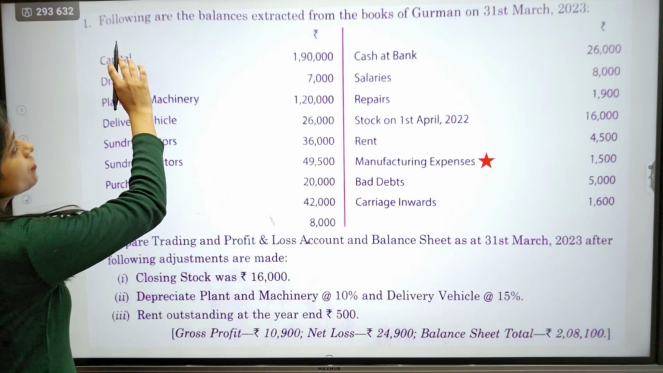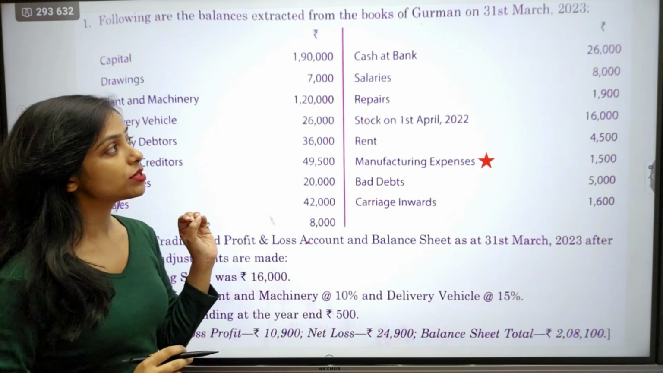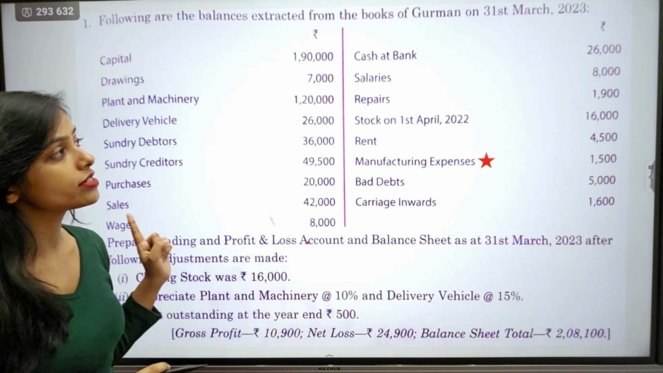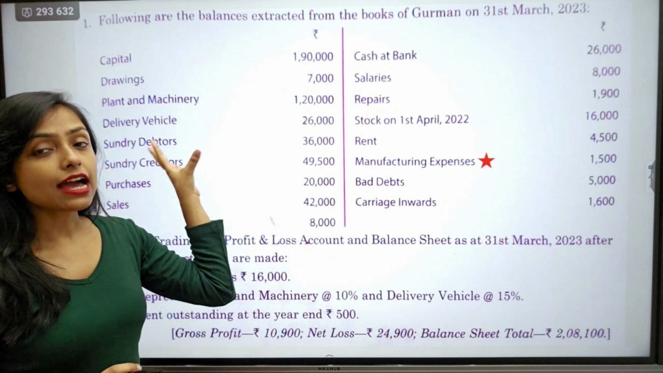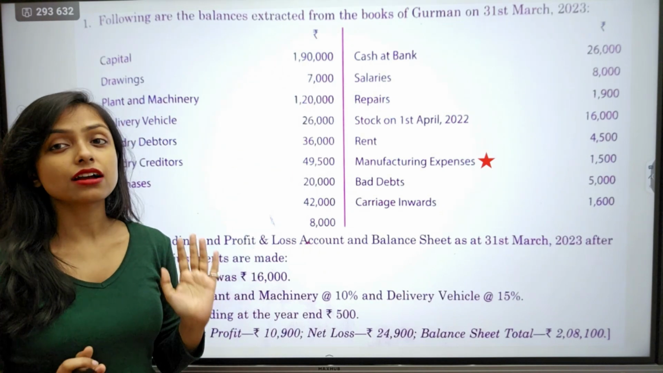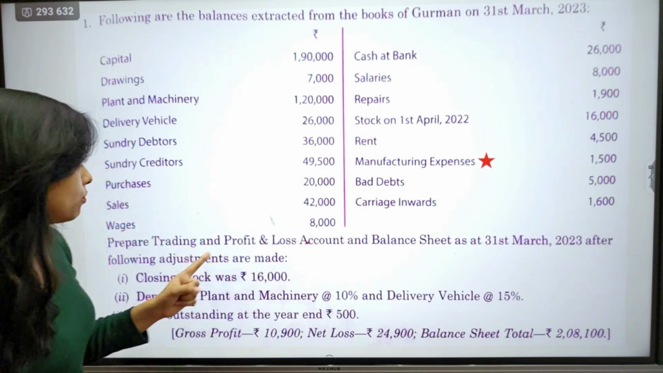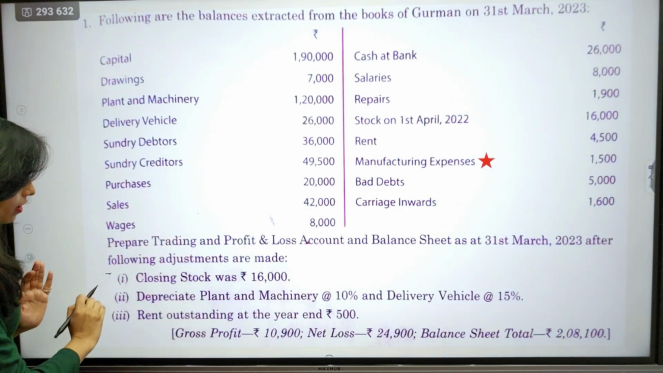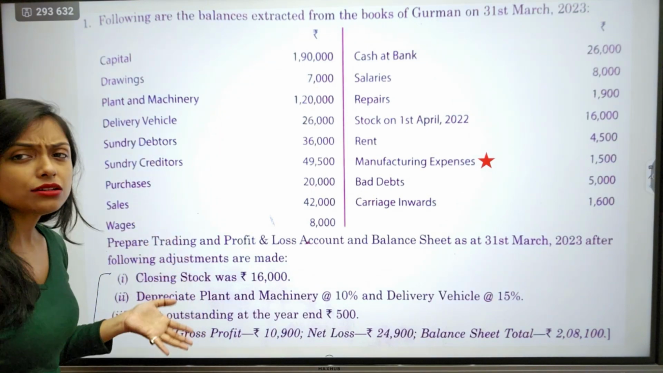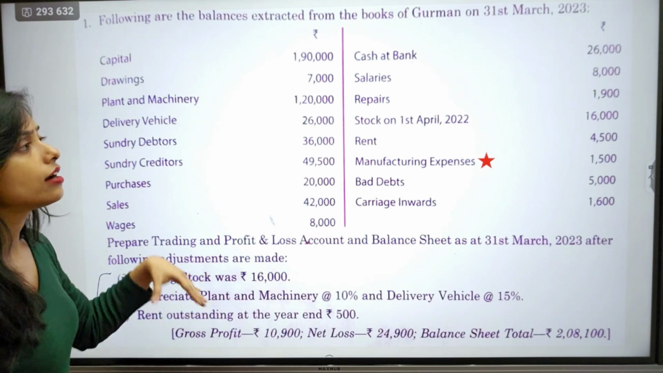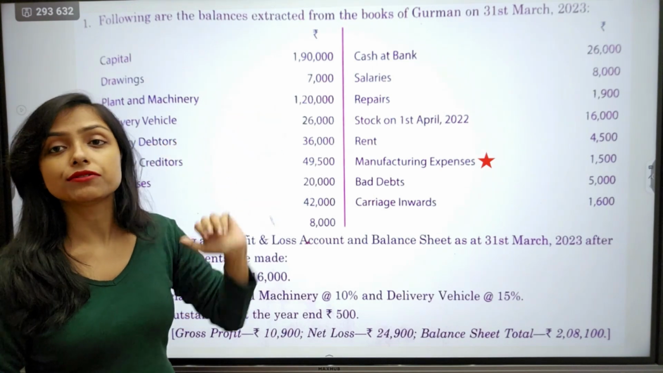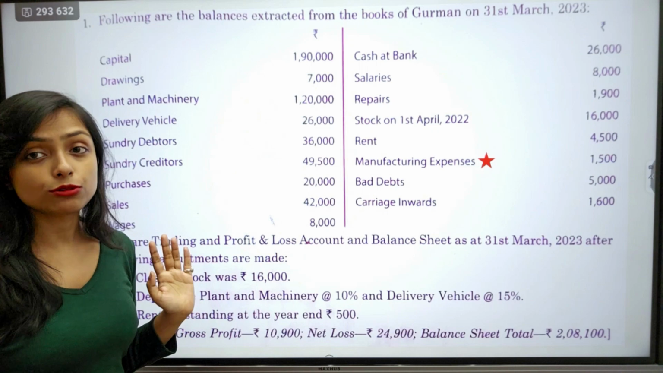Let's read the first question. Following are the balances extracted from the books of Gurman on 31st March 2023. So we are having certain balances over here. These are coming from your trial balance. And then you are given certain adjustments, either below the trial balance, or they can also be given above the trial balance. Here we are having it below the trial balance.